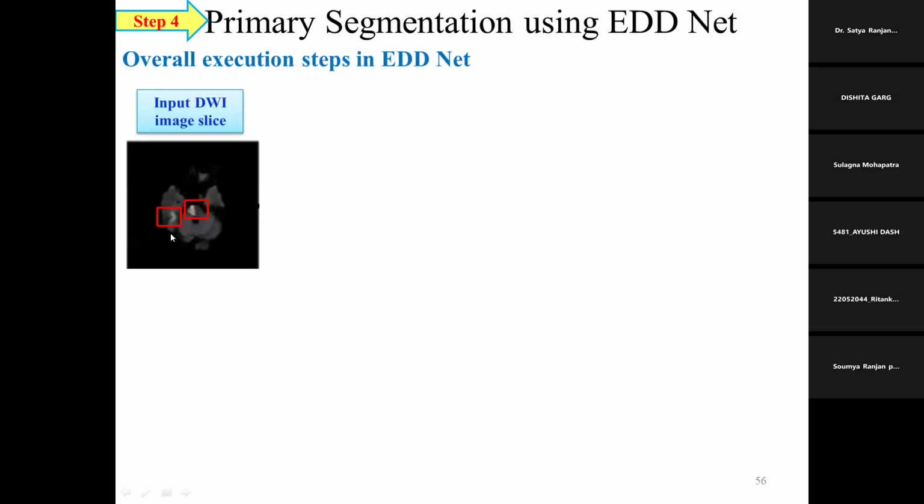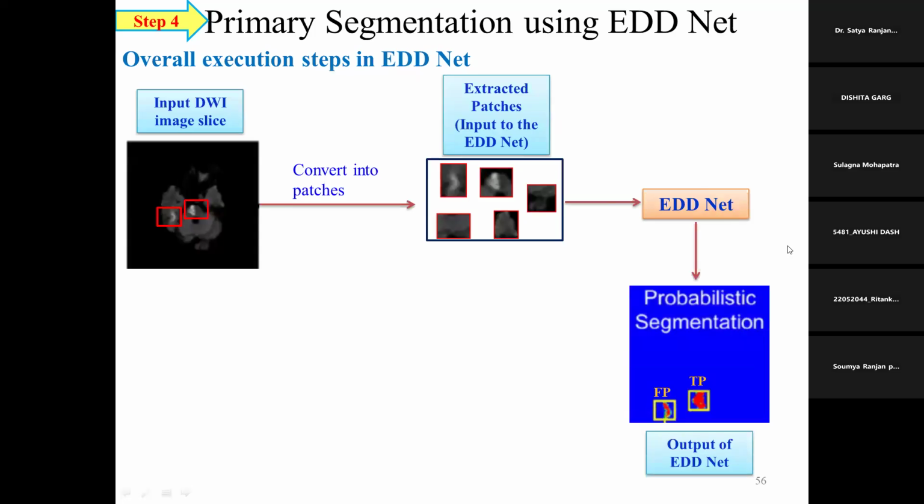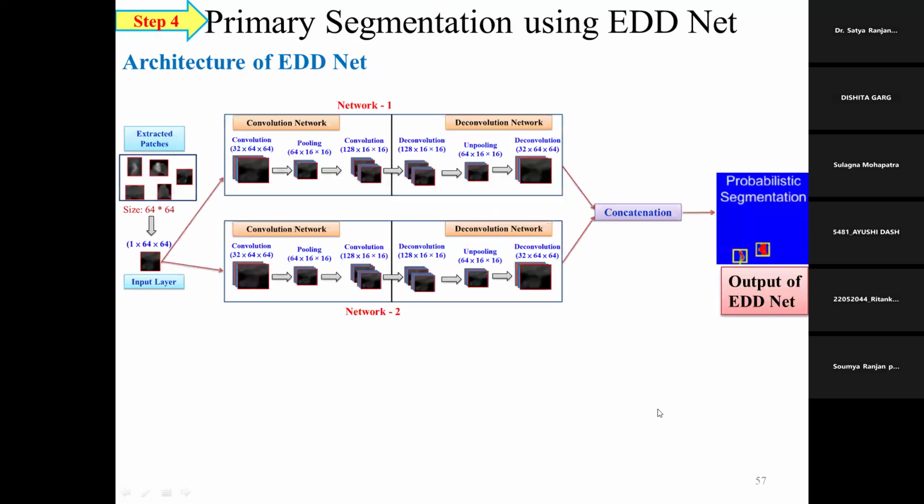This is the input image slices. They generate the patches. They give them to the EDDNet, and this is their final probabilistic segmentation. It contains the true positive, which is actually the stroke region, but also some false positives. And they are using two networks, network 1 and network 2.